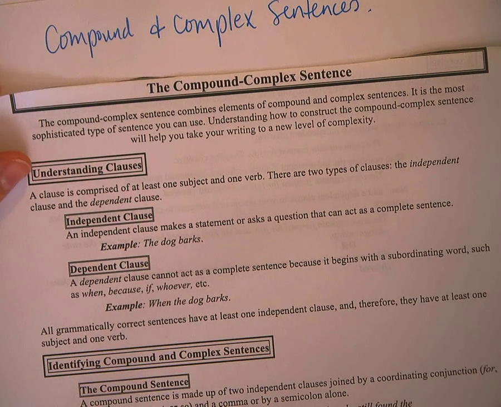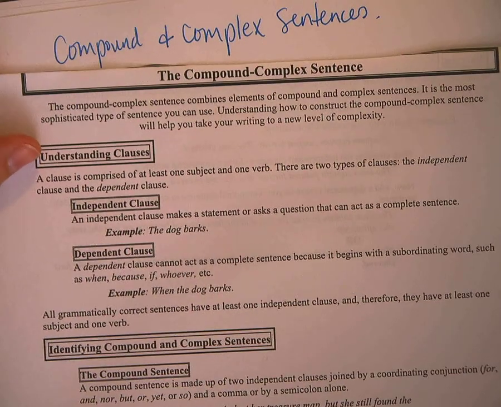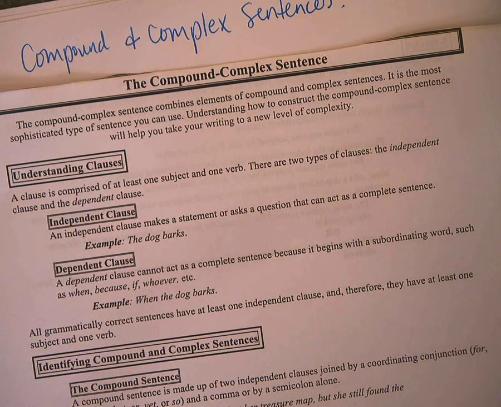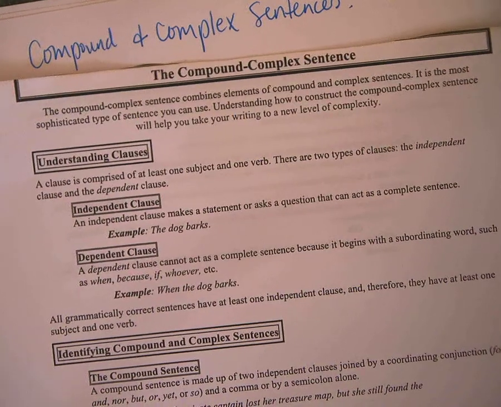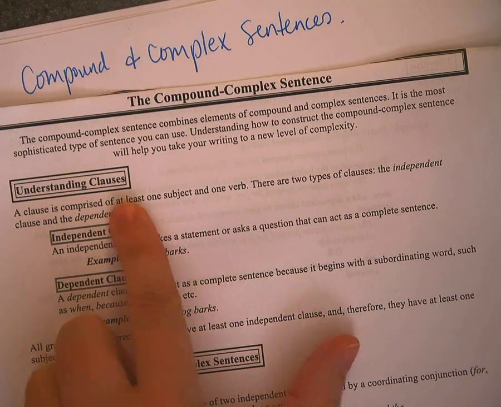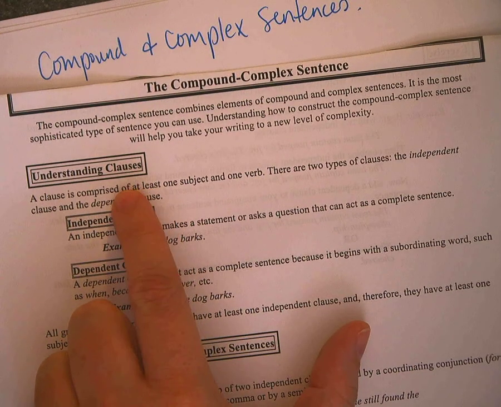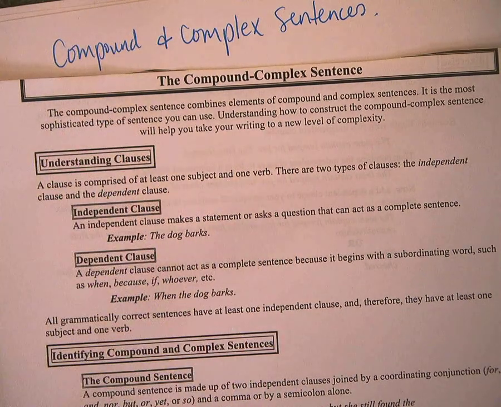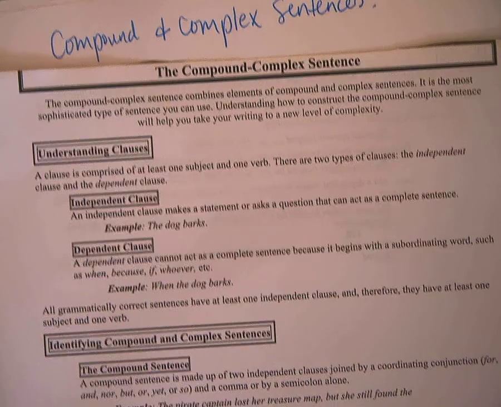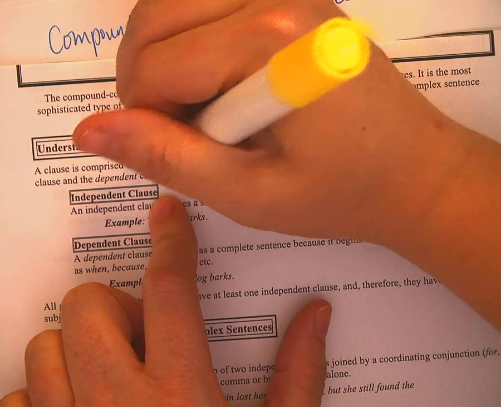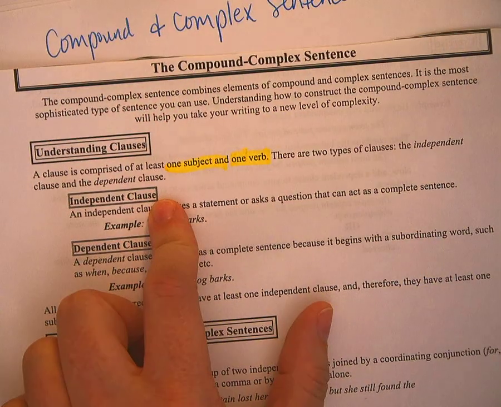Okay? So when we talk about the sentence, we are talking about a group of words put together to form a unit. The unit is comprised of words, it's comprised of punctuation, and then also what we call clauses. So first we need to understand the clause in order to understand what type of sentence we are constructing. A clause is comprised of at least one subject and one verb. We have to have that combination in order to have a clause.